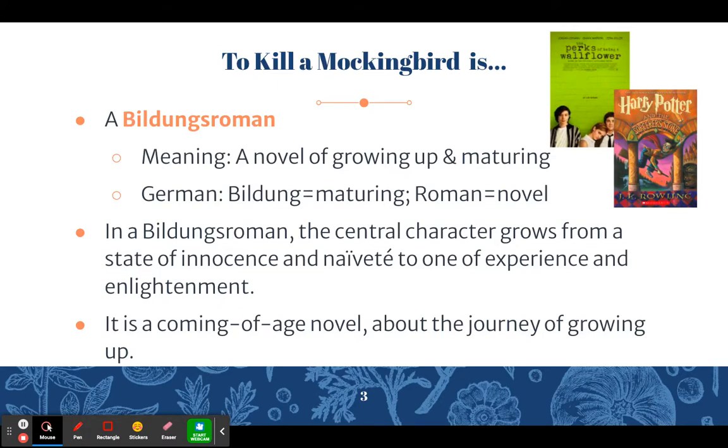To Kill a Mockingbird is also a Bildungsroman. This is a big fancy word for basically a novel that is about growing up and maturing. Bildung is from German, means maturing. Roman means novel. So a Bildungsroman is a novel about maturing. In a Bildungsroman, the central character grows from a state of innocence and naivete to one of experience and enlightenment. And we will see that both for Scout and for Jem to a certain extent, as they come to realize things about their town, about their father, about themselves that maybe they didn't know before. So it is a coming of age novel. It's about the journey of growing up. You will see our narrator go through that process.